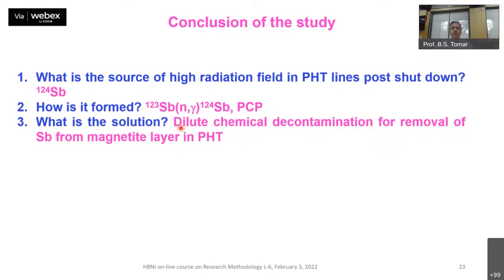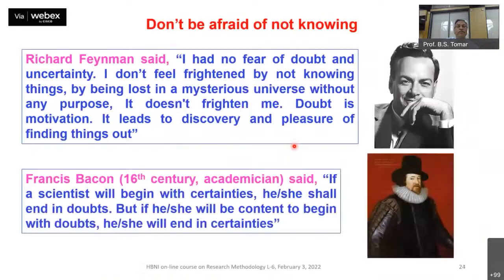The solution was dilute chemical decontamination for removal of antimony from the magnetite layer in the primary heat transport system. So that is how the problem could be solved, thanks to the basic understanding of the whole phenomena and the availability of good detector systems to probe the radioisotopes. These are some of the examples I thought I could share from my own experience.